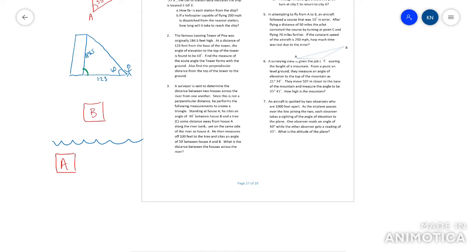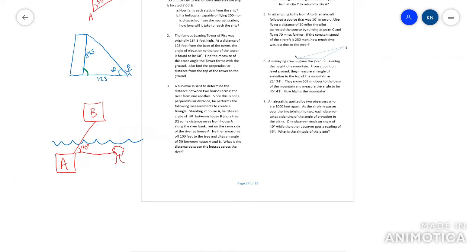He says, standing at house A, he cites 40 degrees between house B and a tree some distance away. So he sees this house B, and then he sees some tree. I'm no artist. This is the tree. And he says that this angle is 40 degrees. So that's the first thing I would do. And one other thing, he tells you the tree is on the same side of the river as house A. So that's why I put the tree there.